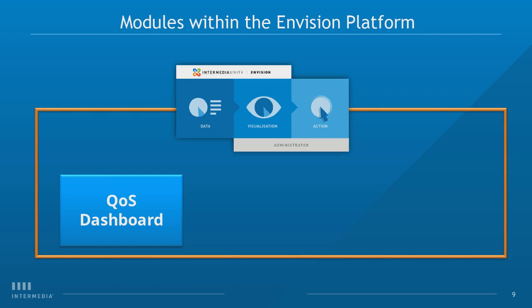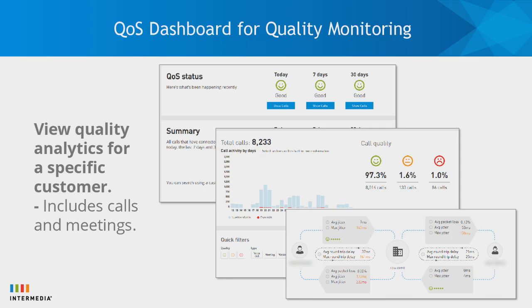So the first module that went into the Envision platform is our QoS Dashboard. Of course, QoS has to do with the quality analytics for any one of your specific customers. You could go all the way from a top level, seeing how QoS is performing in that individual account, and then drill down further and further, all the way down to an individual call to see where along an individual call there might be some sort of issue.